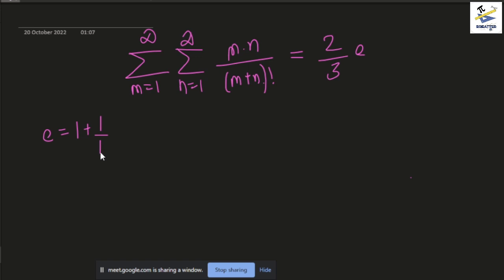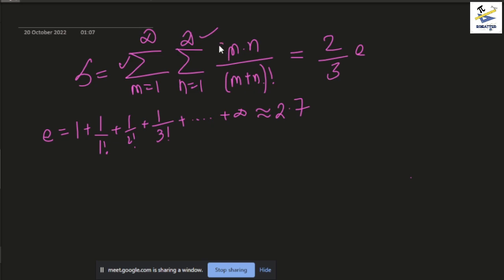Here e is defined as 1 plus 1 by 1 factorial plus 1 by 2 factorial plus 1 by 3 factorial plus dot dot dot all the way up to infinity. Approximately this is something around 2.7. Anyways, this is Euler's constant. So this series, let us name it as S.